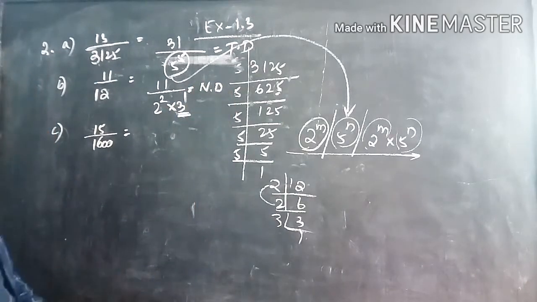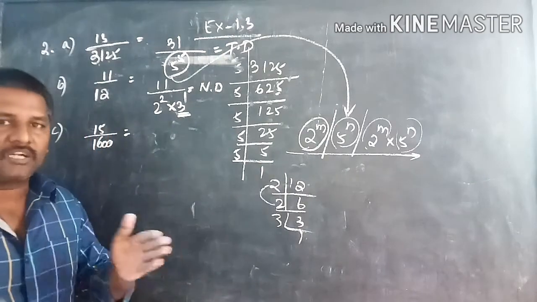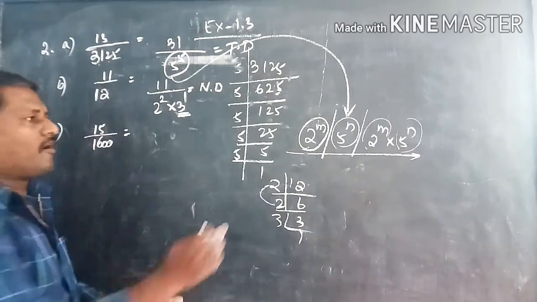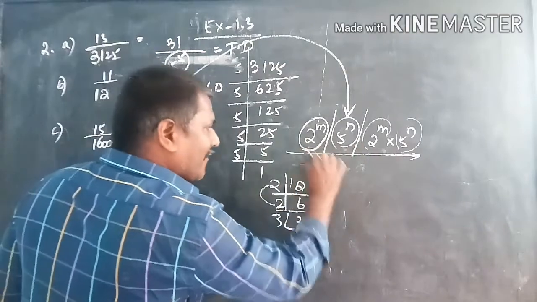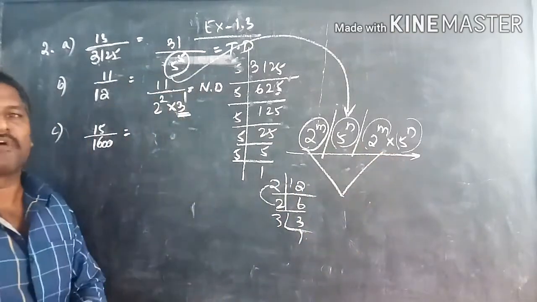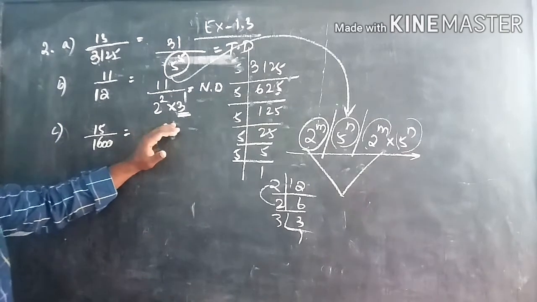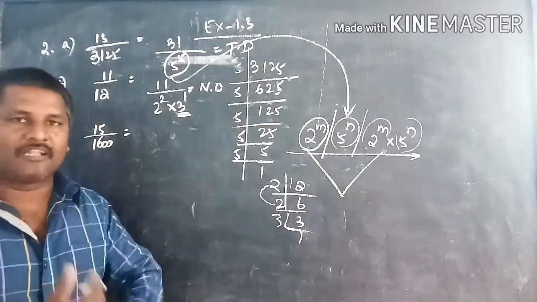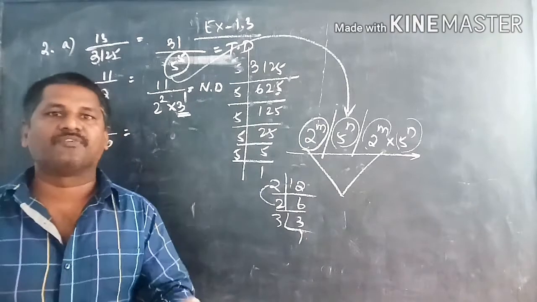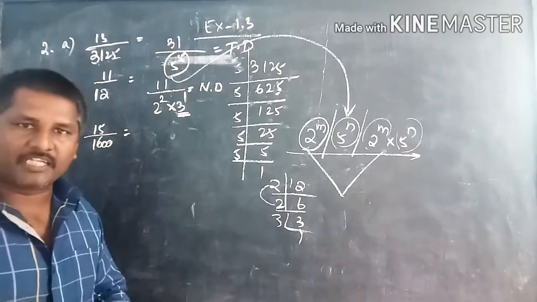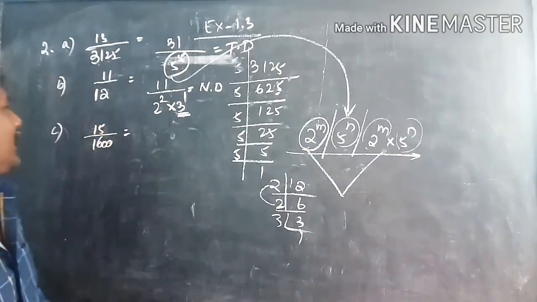So whenever you see that the prime factorization of the denominator is only of the form 2 power m, 5 power n, or both. Apart from this, if any additional number like 3 or 7 is in the denominator, that rational number never ends in a decimal form. So that is a non-terminating decimal.